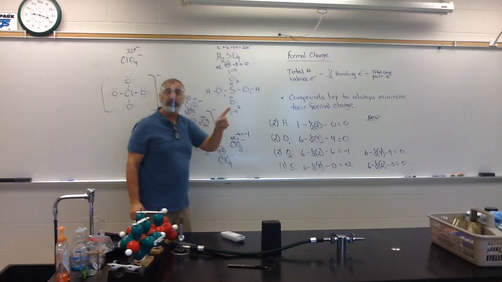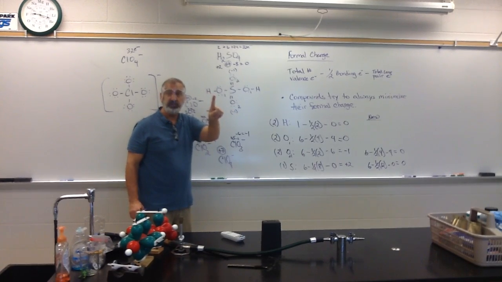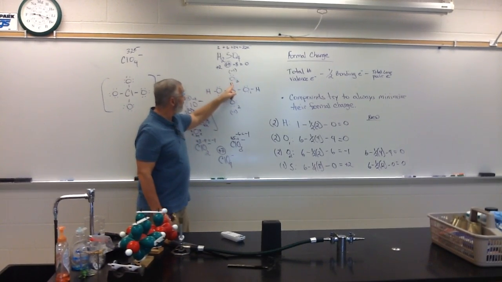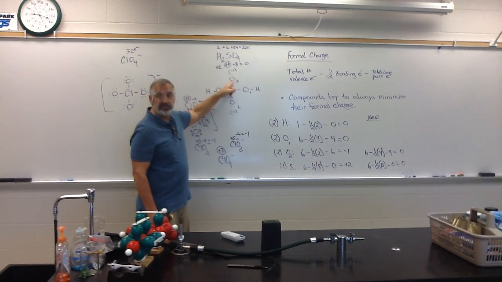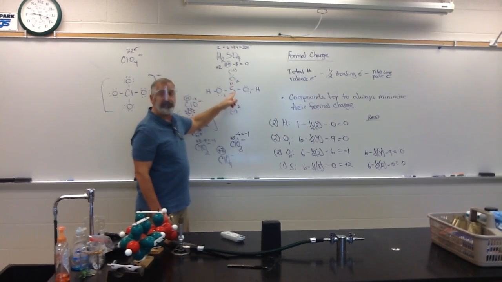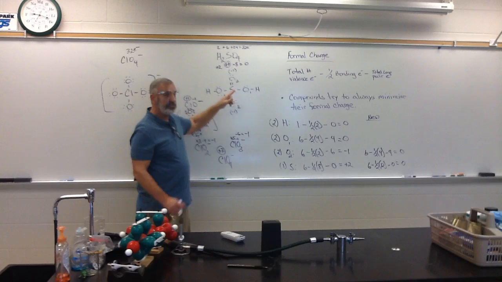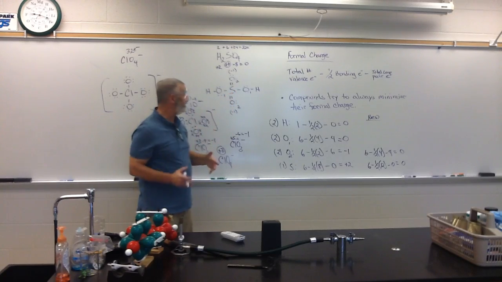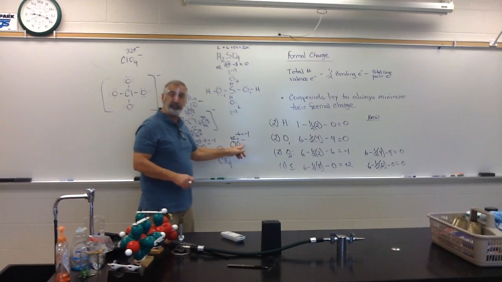Every bond that you form like that changes it by 1. So oxygen formed 1 bond, so it went from -1 to 0. Sulfur did that twice, so it went from +2 to 0. You seeing that? So you just keep sharing until you can. Now if it's an ion like ClO3 minus, the formal charge has to add up to -1 still. Okay, you're not going to be able to get them all to 0.